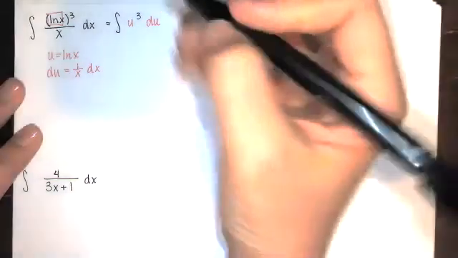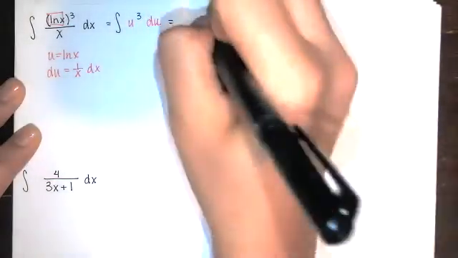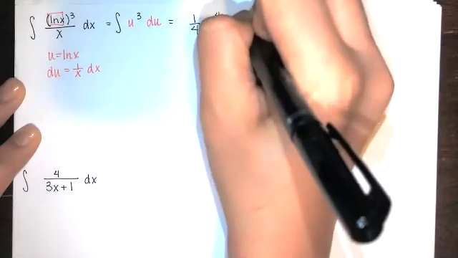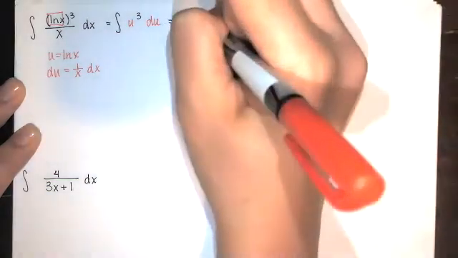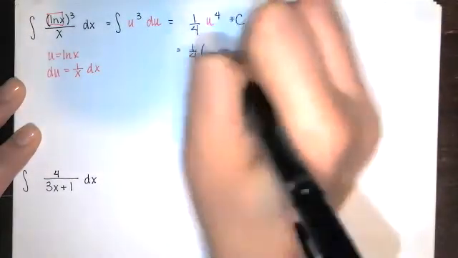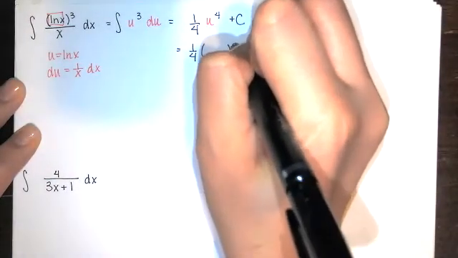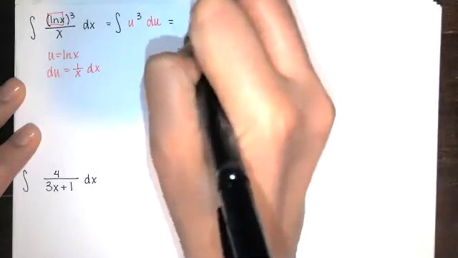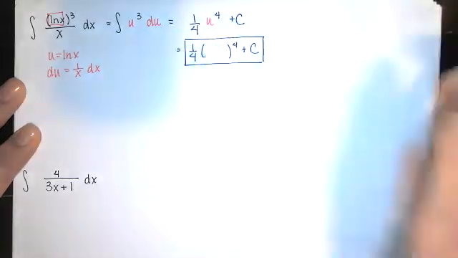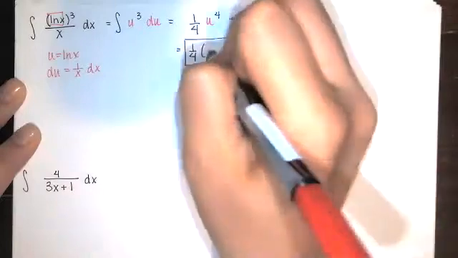We've got a rule for that, so we use the power rule. Add 1 to the exponent, divide by the new exponent. Don't forget to add c. And then remember to replace your u with whatever it was when you started. U is natural log of x.